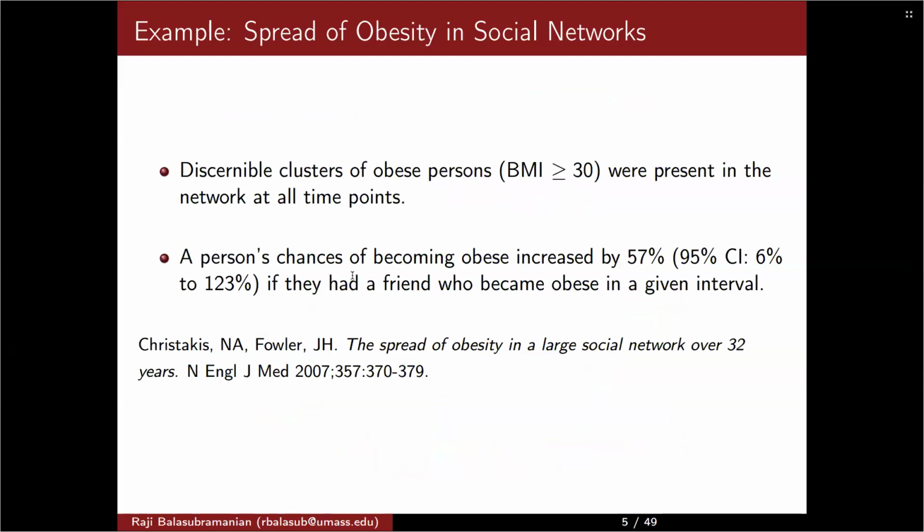Discernible clusters of obese persons were present in the network at all time points. And when they modeled it, they saw that a person's chances of becoming obese increased by 57% if they had a friend who became obese in the same given interval. This effect actually eclipses any genetic effect that people have found for obesity. So it was really interesting.